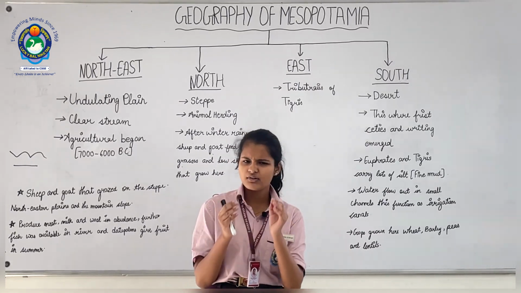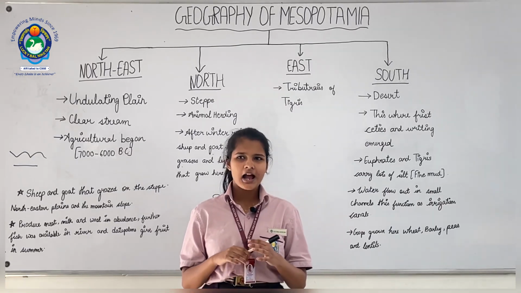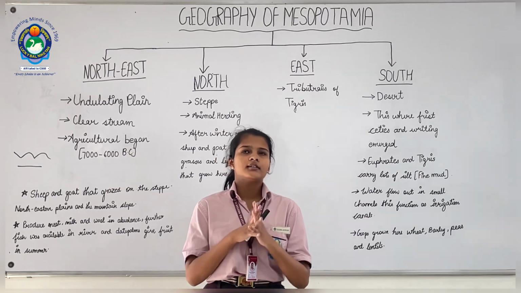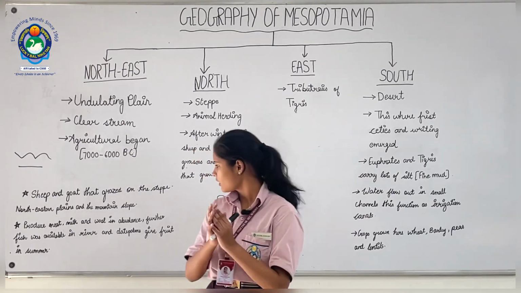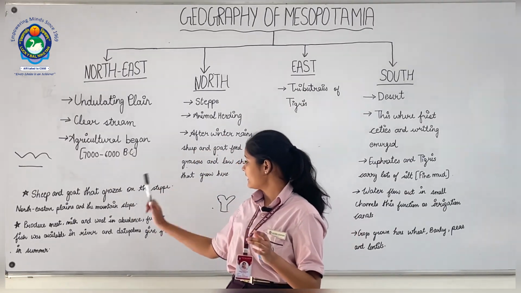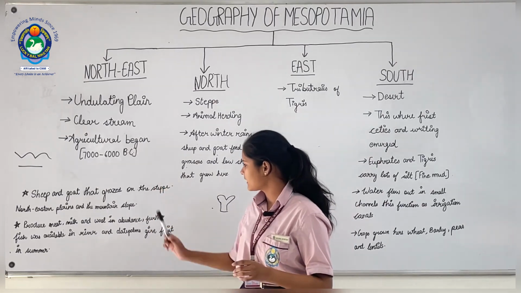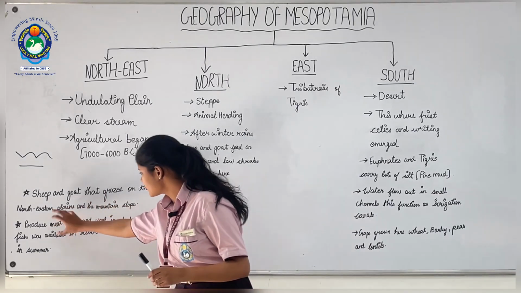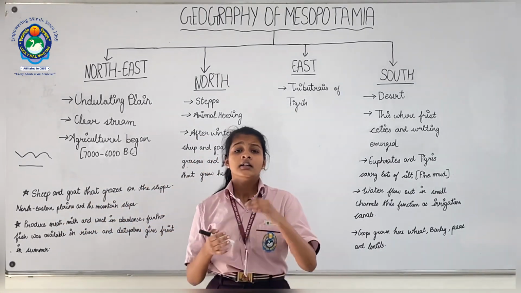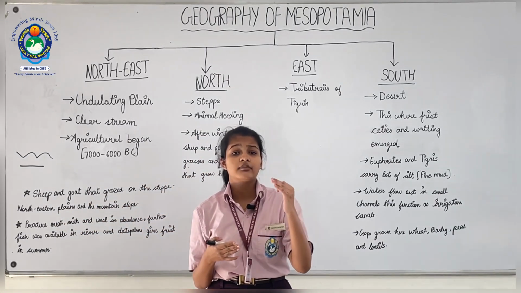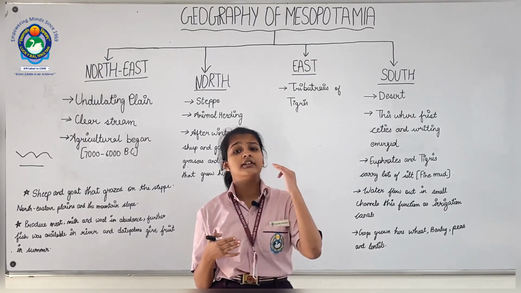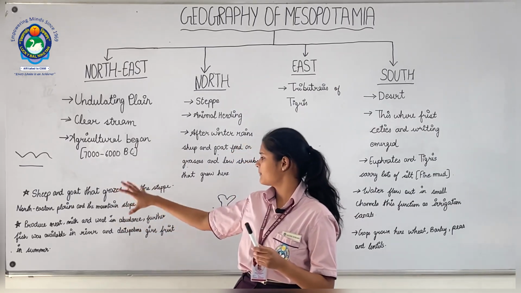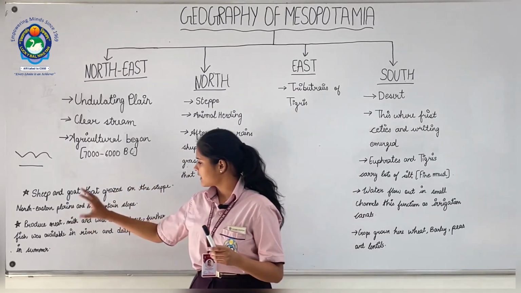Okay, but I have a question for you. Is Mesopotamia's geography all about agriculture? Okay, the answer is no. Sheep and goats graze on the steppe, the northeast plains, and the mountains. And why do they graze on the northeast plains, mountains, and steppe? Because these are at high altitude where the river cannot flood and fertilize. That is why they prefer animal herding, and sheep and goats graze here.